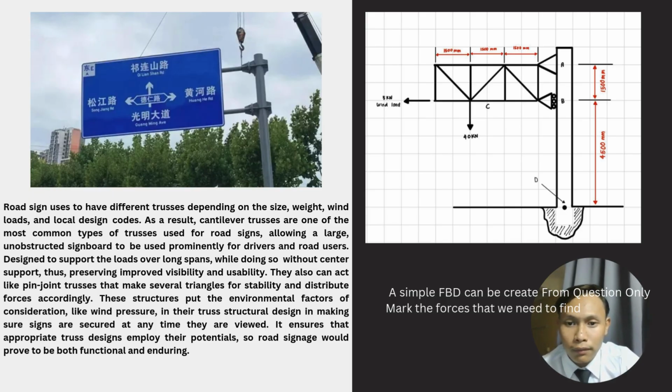Designed to support the loads over long spans without center support, thus preserving improved visibility and usability. They also can act like pin joint trusses that make several triangles for stability and distribute forces accordingly. This structure puts environmental factors into consideration, like wind pressure, in the structural design, making sure signs are secured at any time they are viewed. It ensures that appropriate truss design employs its potential so road signage would prove to be both functional and enduring.